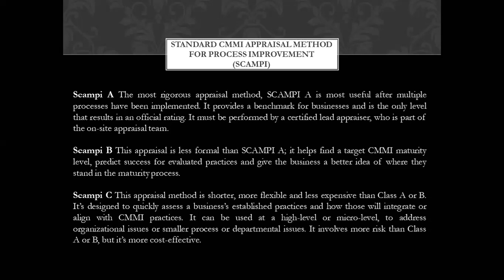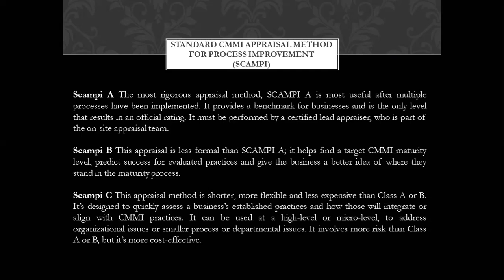The first one is the most rigorous appraisal method. It is most useful after multiple processes have been implemented. It provides a benchmark for business and is the only level that results in an official rating. It must be performed by a certified lead appraiser who is part of the on-site appraisal team. So it is basically the appraisal method for process improvement.